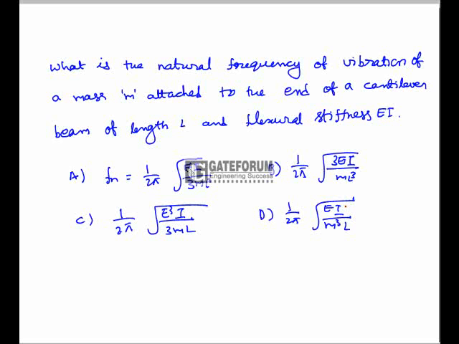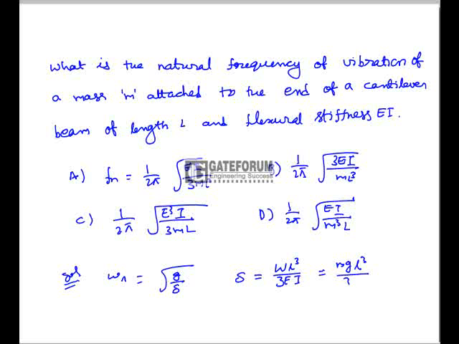What is the natural frequency of vibration of mass M attached to the end of a cantilever beam of length L and flexural stiffness EI? So here the natural frequency is generally represented by root of g by delta. Here a mass M is attached to the end of a cantilever beam of length L, so the deflection for a cantilever beam carrying a point load at the free end is given by WL cube by 3EI, or mg L cube by 3EI.